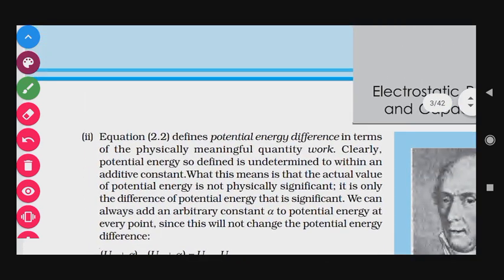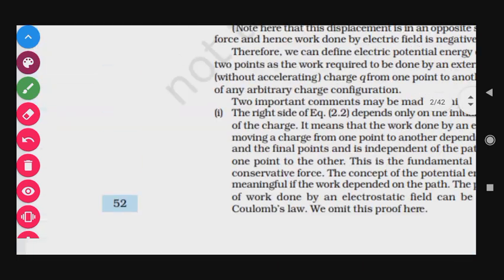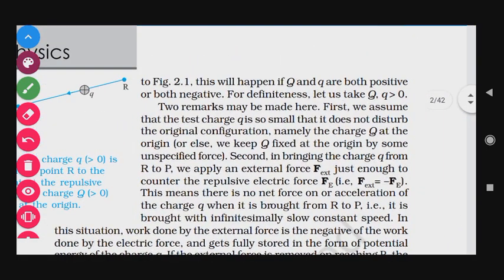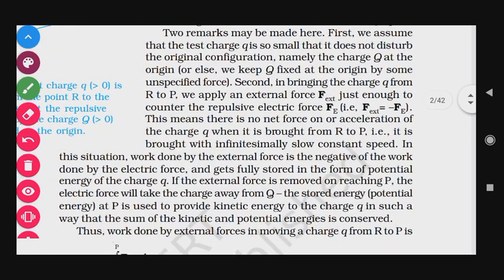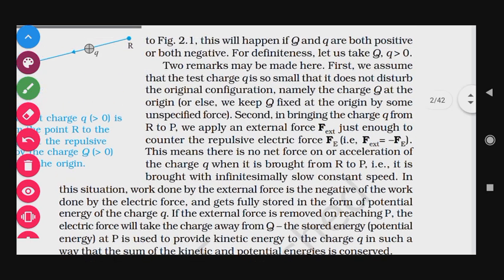I hope I was able to make you understand this first paragraph of NCERT's second chapter clear. If you have any doubt, you can ask in the comment section.